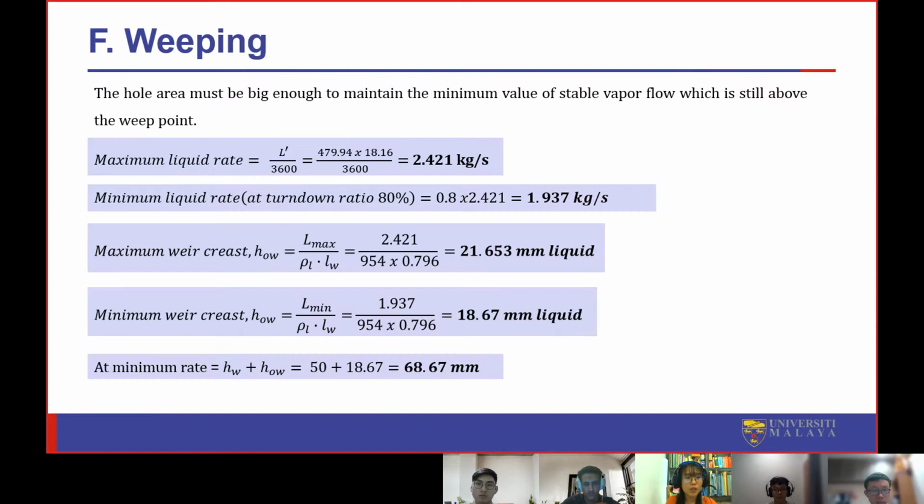So next is the weeping. By assuming a turn down ratio of 80%, we can obtain the maximum and the minimum liquid rate and also the weir crest.